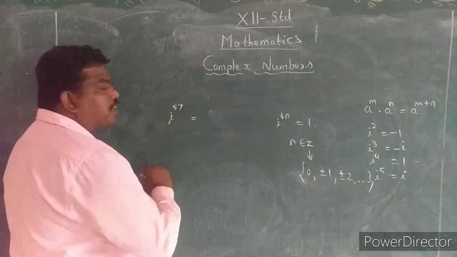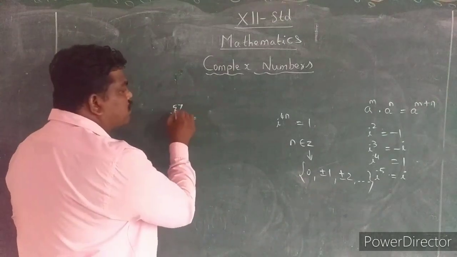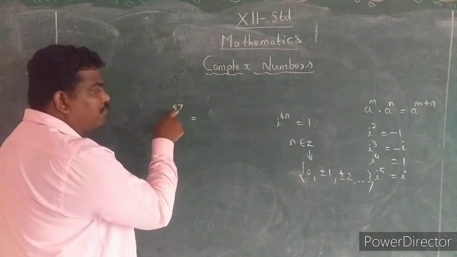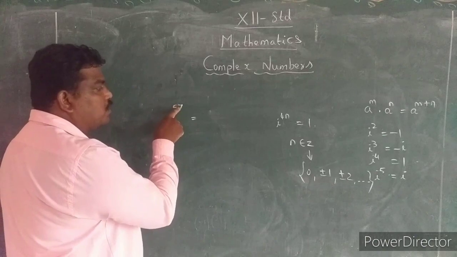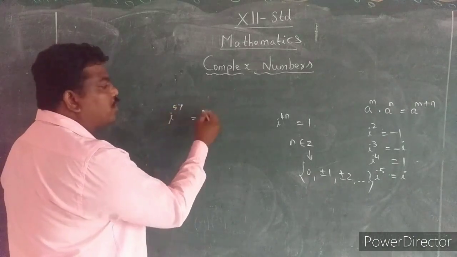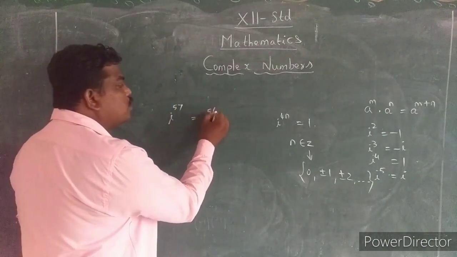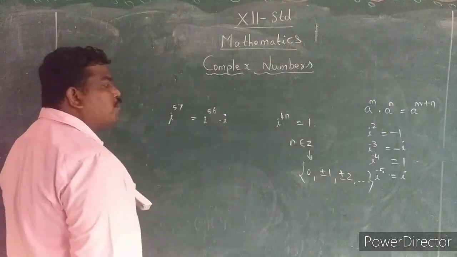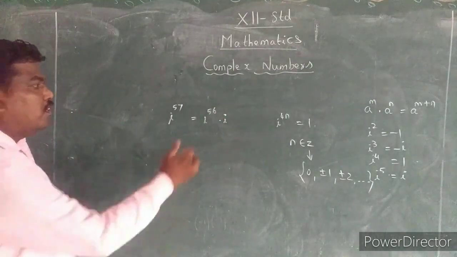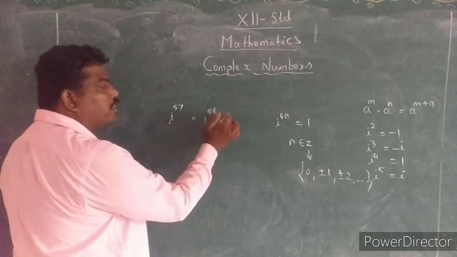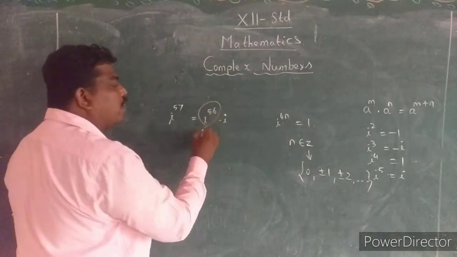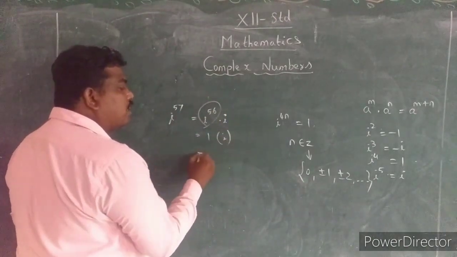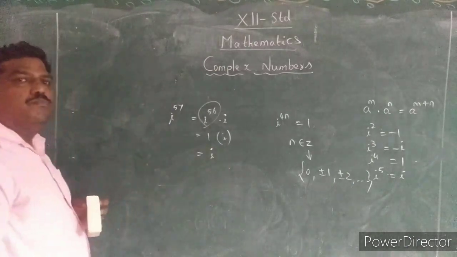Now i power 57 can be split as a multiple of 4. When you divide by 4, 4 ones are 4, balance 1; 4 fours are 16, balance 1. So balance 1 means it can be split as i power 56 into i. This is a multiple of 4 and the remainder is 1. Now I know the value of i power 4 is 1, so it is nothing but i. So finally the answer is i.